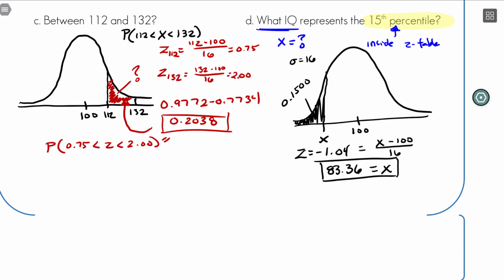Alright, so that's it. What we're going to work on in class is more and more practice with this, and we're going to focus on how to use the calculators.